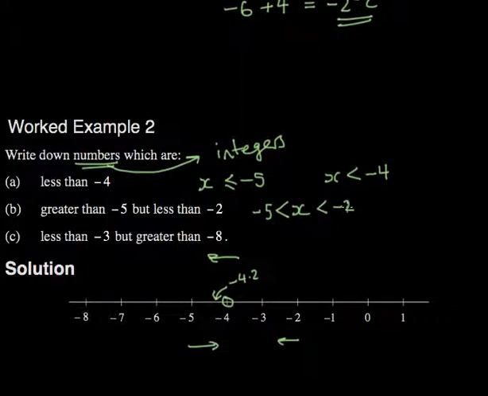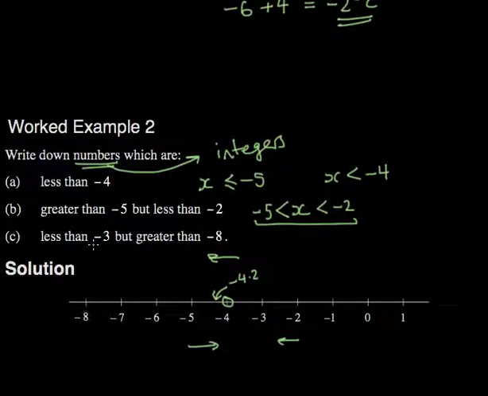Notice here that the arrows are pointing in the same direction. So this is really saying -5 is less than x, and x is less than -2. You'll always spot that whenever you write an inequality like this, that the arrows are all pointing in the same direction. You'll never get them pointing in opposite directions. Then you'd have to write it as two separate things.